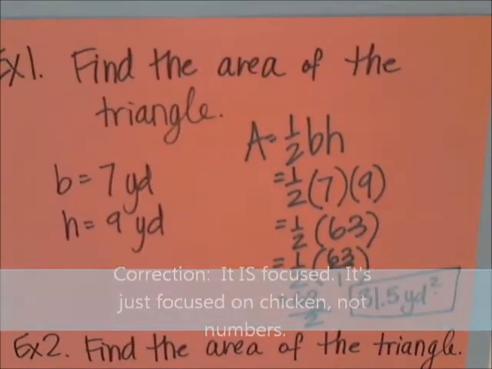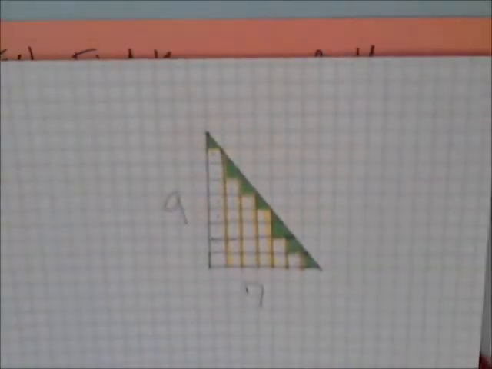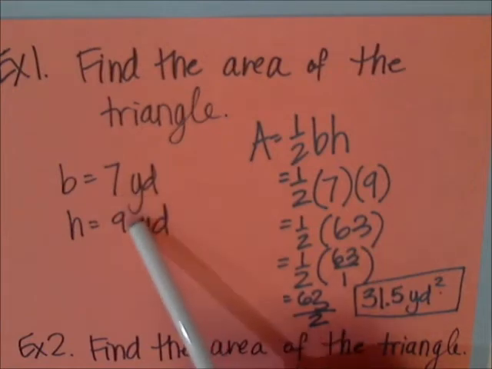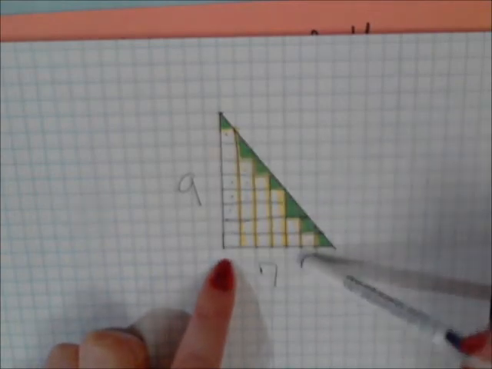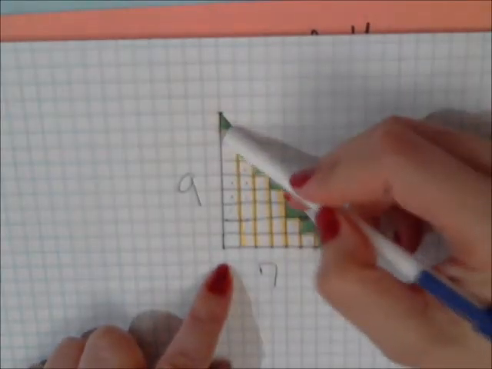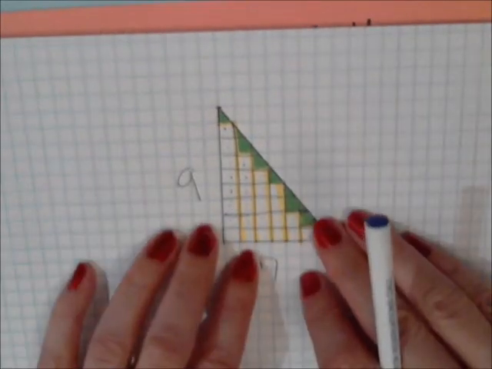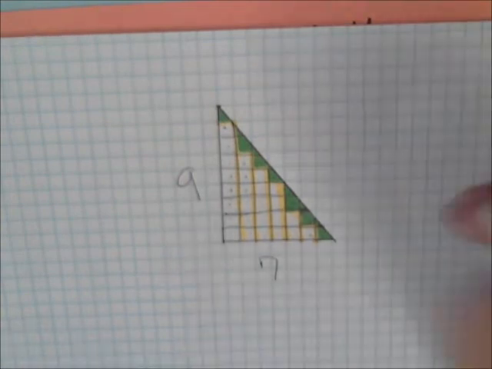I thought it would be fun to check my answer. So we got 31.5 square yards. What I did was I took some graph paper and drew a right triangle that had a base of 7 and a height of 9. Then I counted all my full square units. By the way, these are not square yards; these are just square units on graph paper, but you know that.